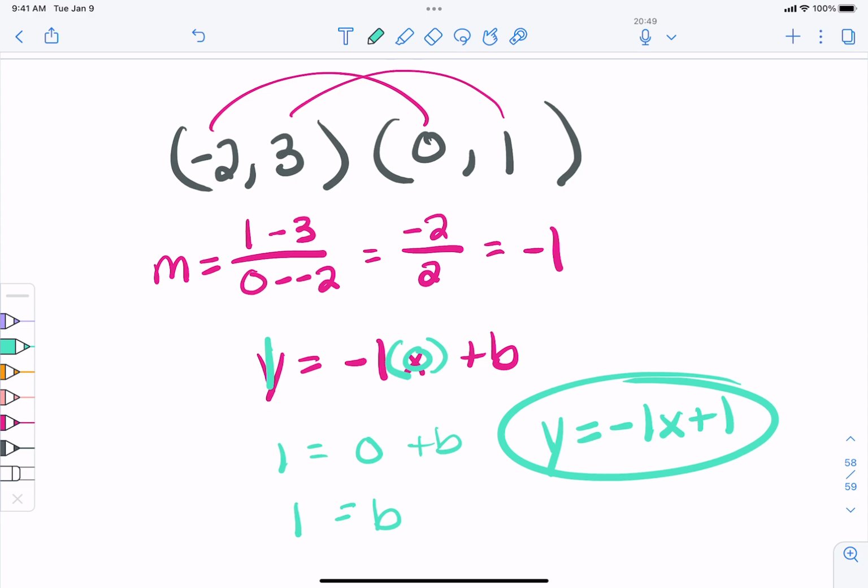Okay, alright, we're done. It would not be a bad idea to look over your review, especially the parallel and perpendicular ones. That's a good one to look over.